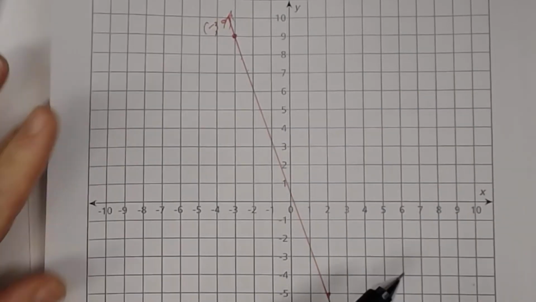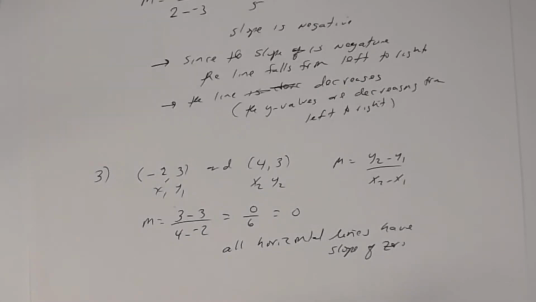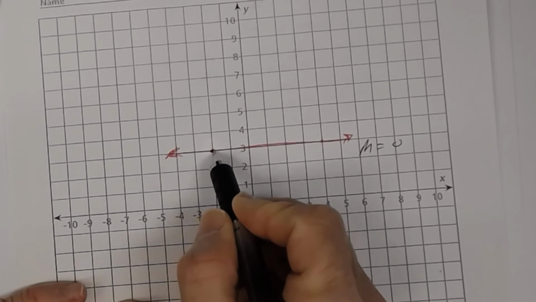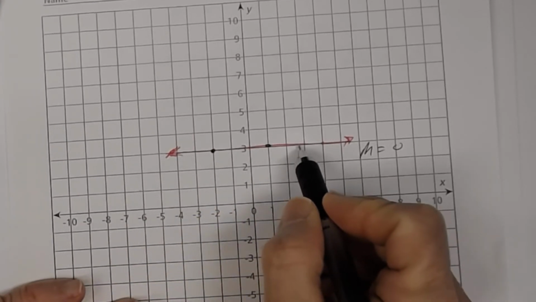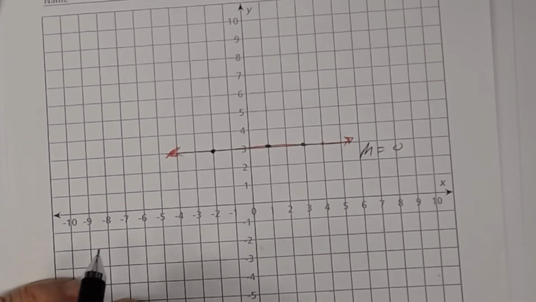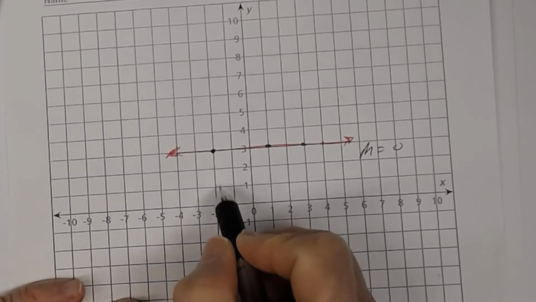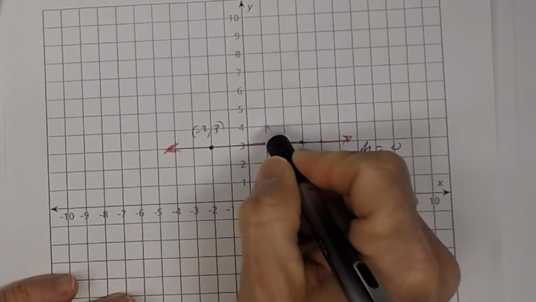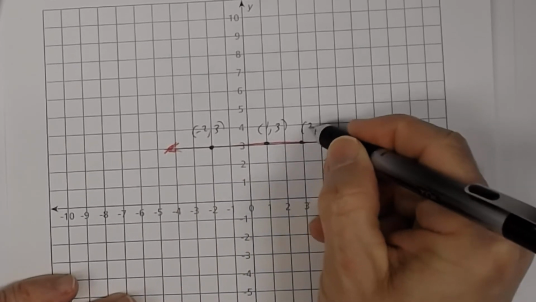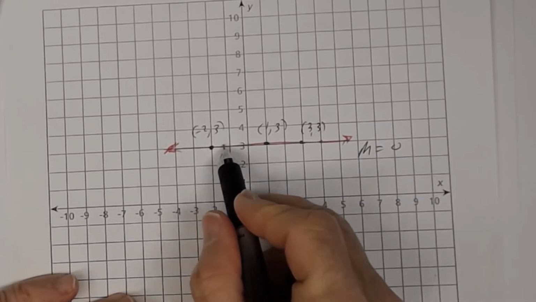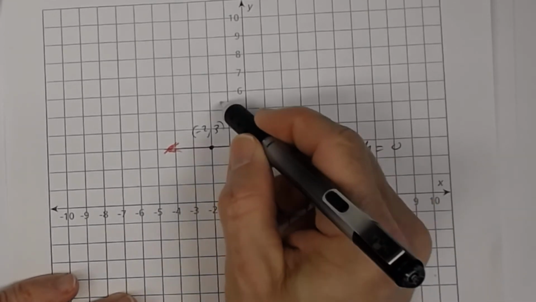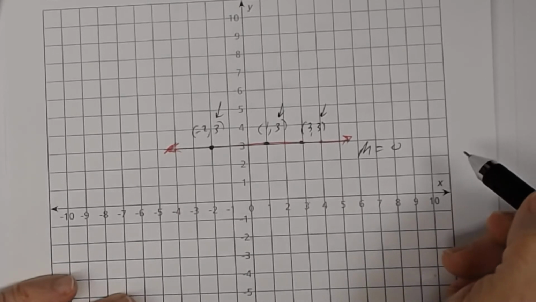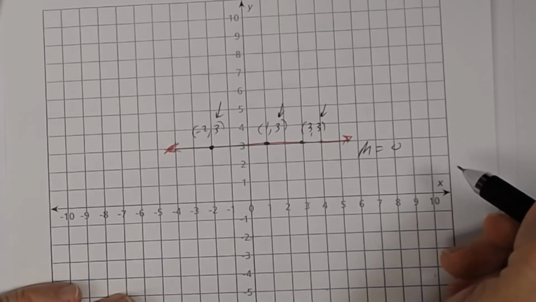Now listen carefully to this line that's horizontal. Let's talk about those y values. What do you notice about the y value here, the y value here, and so on? This point is negative 2, 3, this point is 1, 3, this point is 3, 3, and so on. Looking at any point on that horizontal line, the y values are the same. They're constant. Those y values do not change.